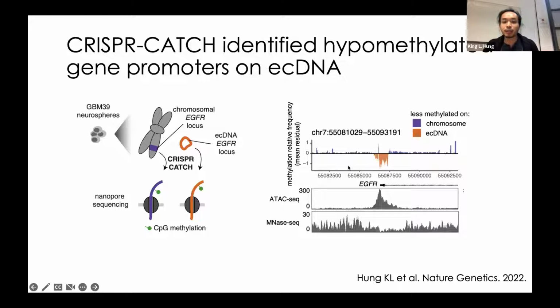And here I'm showing the ratio of methylation frequencies of the ecDNA compared to chromosomes. So this shows that there's actually a decrease in methylation frequency at the EGFR gene promoter on the ecDNA compared to chromosomes. And this was really interesting to us because it suggests that a decrease in methylation might be one of the mechanisms for upregulating gene expression on ecDNAs.